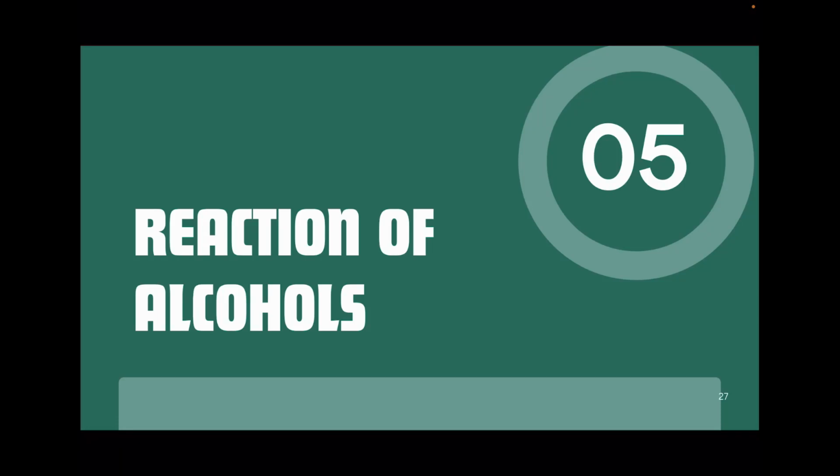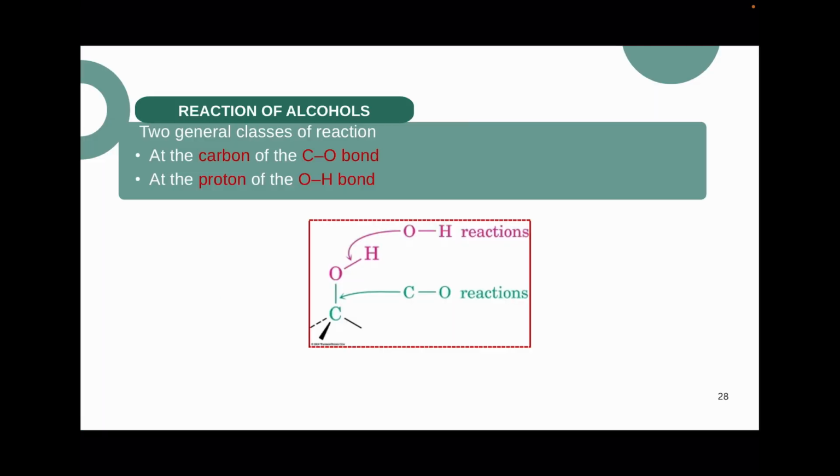Let's continue with the next subtopic, which is the reaction of alcohols. Based on the structure of alcohol, which contains the hydroxyl group, there are two general classes of reaction. The first is the reaction at the carbon of the bond between carbon and oxygen, and the second is at the proton of the bond between oxygen and hydrogen. In this chapter, you will learn three reactions of alcohol.